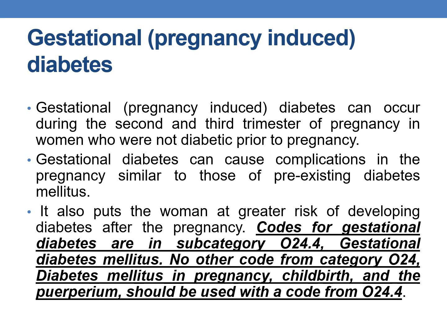So codes for gestational diabetes are in the subcategory O24.4, gestational diabetes mellitus, and no other code from the category O24, diabetes mellitus in pregnancy, childbirth and puerperium, should be used or coded along with O24.4. That is, gestational diabetes is different from pre-existing diabetes. The other codes in the O24 category indicate pre-existing diabetes or unspecified diabetes. So whenever you code O24.4, you should never code another code from the category O24.